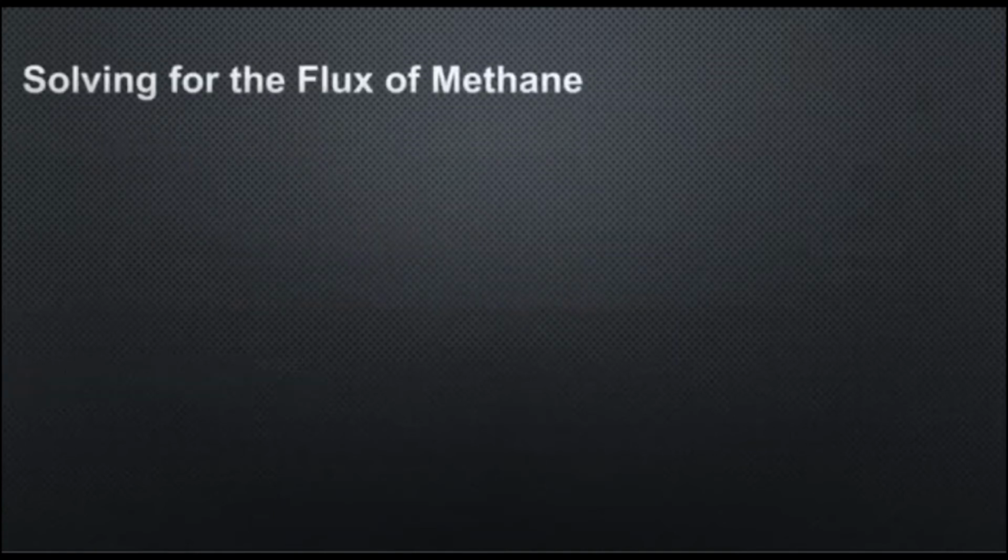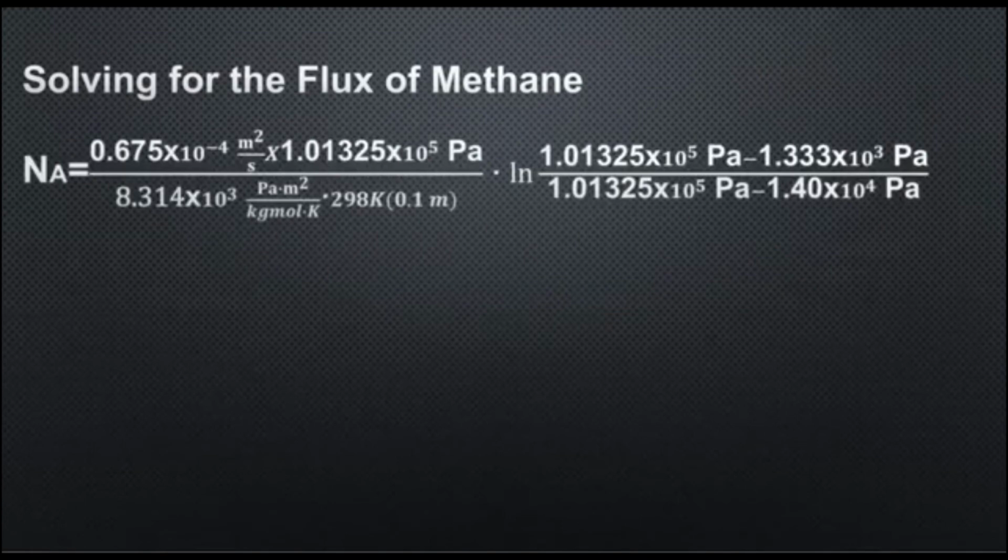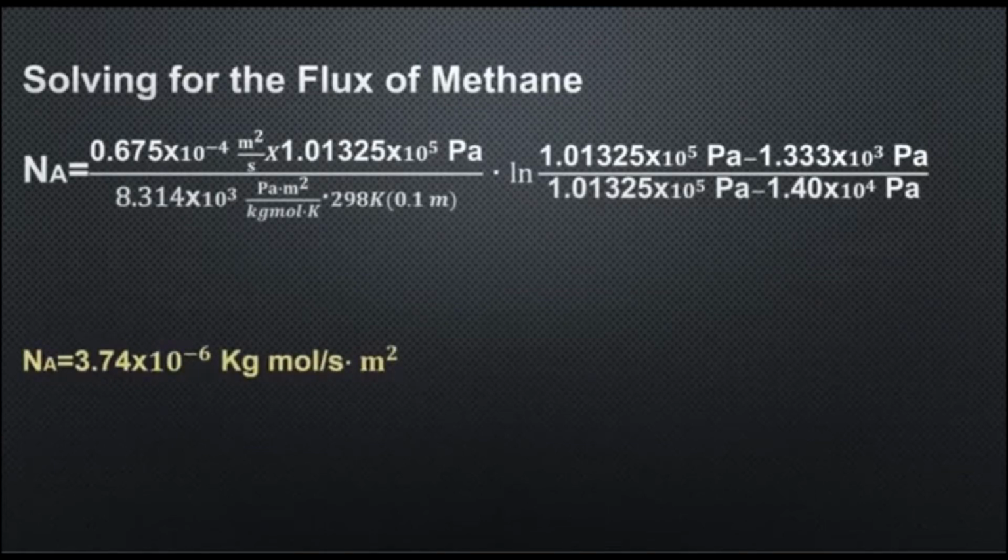Finally, plugging values into the equation to solve for the flux, we get the value for the flux of methane equal to 3.74 times 10 to the negative 6 kilogram mole per meter squared seconds.